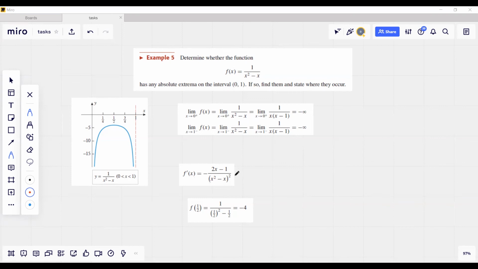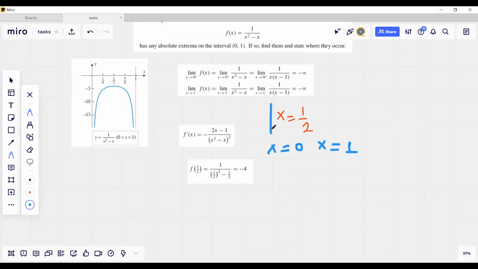So here we see that this function has three critical points. First is a stationary point at x is equal to 1 over 2, and we have 2 zeros in the denominator, x is equal to 0 and x is equal to 1. These are points where our function is not differentiable, but we are going to exclude them since we are only finding absolute extrema on the open interval from 0 to 1. And the second reason is that our function is undefined at these points.